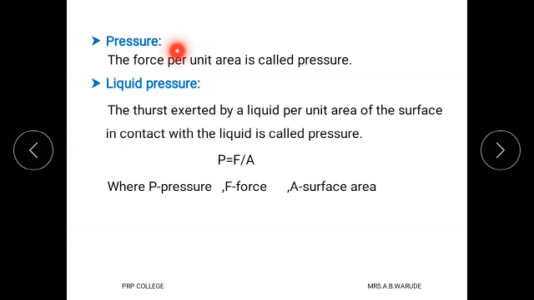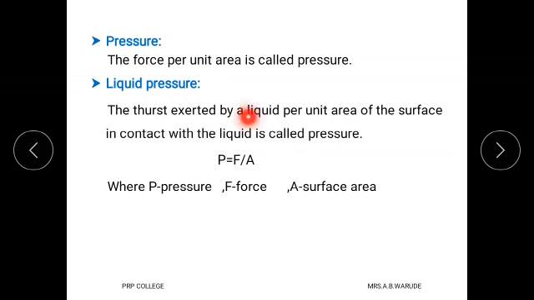Then what is pressure? As we know, the definition of pressure in solids states that the force per unit area is called pressure, and pressure is denoted by the symbol P. And here we have to define the liquid pressure. The thrust, that means the force exerted by a liquid per unit area of the surface in contact with the liquid, is called pressure, or in short, liquid pressure.